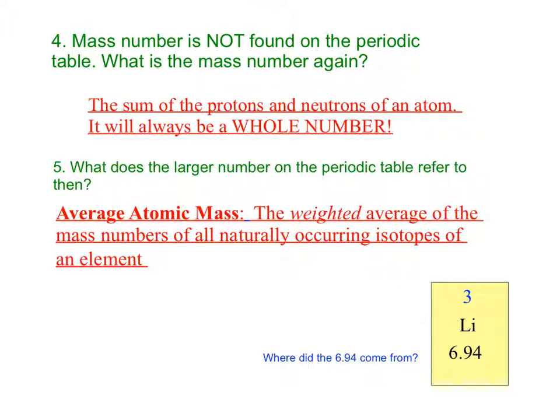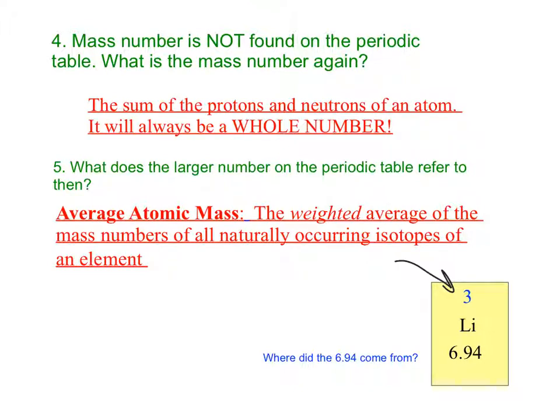We know that the top number represents the atomic number. In other words, the number of protons, the thing that makes that element that element. Carbon is carbon because carbon has 6 protons. That's that top number. The bottom number, the larger number, is something we call the average atomic mass.